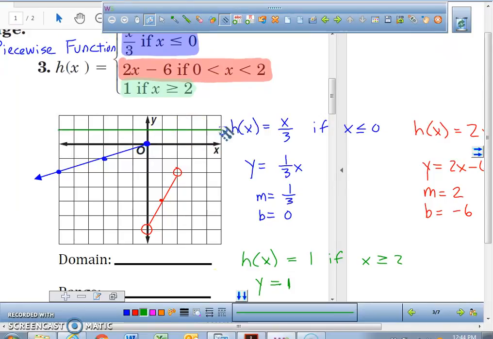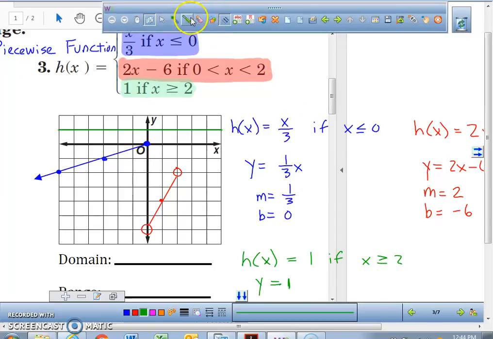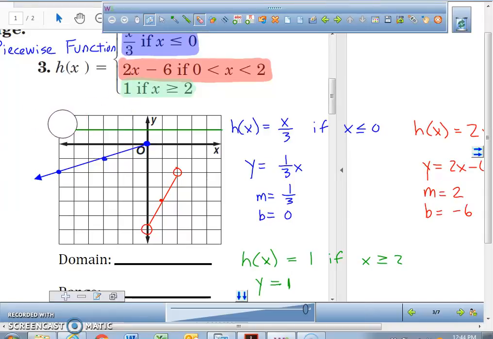Where are we only allowed to plot? When x is greater than or equal to 2. So watch this. We're going to erase all of these points, because all these points are not greater than or equal to 2. Tell me when to stop.